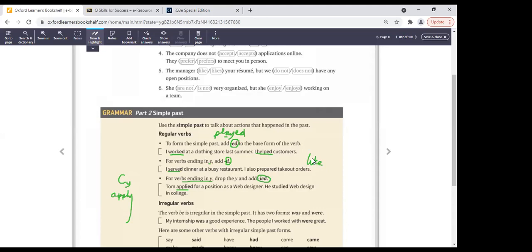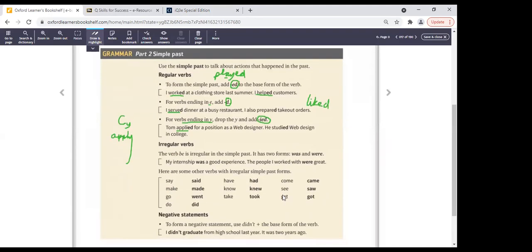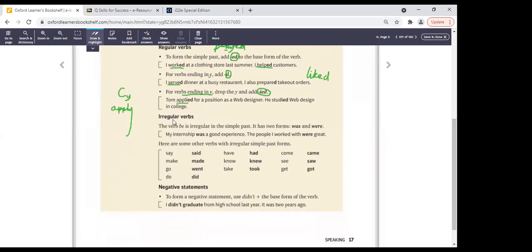Or like, liked. It ends with an E, so all we need to do is add the D. Those are the regular verbs. Yeah, if it's irregular, we just have to memorize.